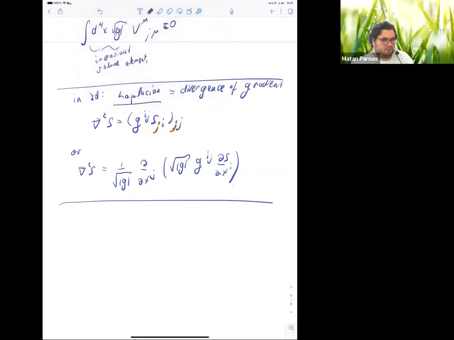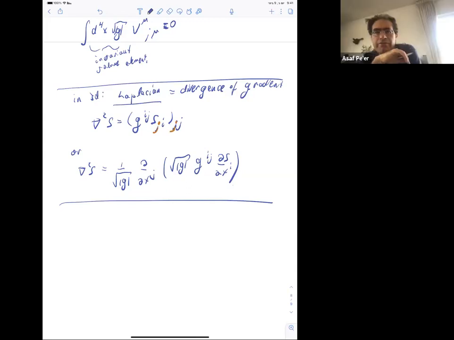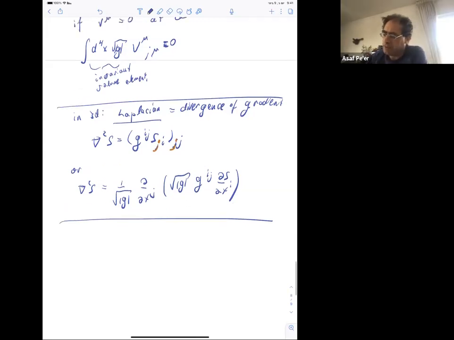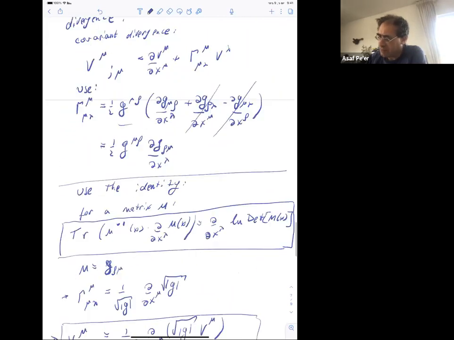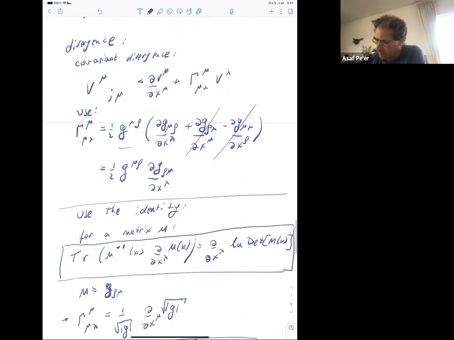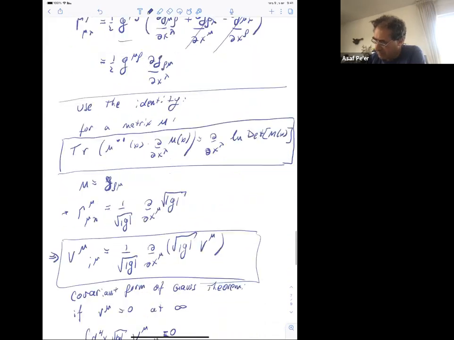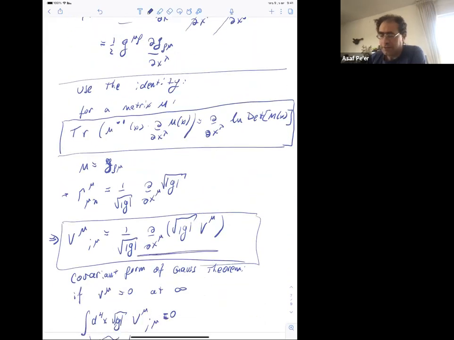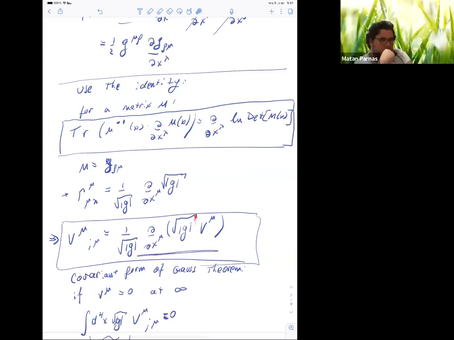Can I just ask one last question before we move on? Yeah. When you define the Laplacian, why did you multiply the s with the metric? I didn't quite get that. Oh, because this is the divergence of the gradient. This is the gradient, I wrote it down here, and this is the divergence. I just use this equation here, so I had this g^ij here.